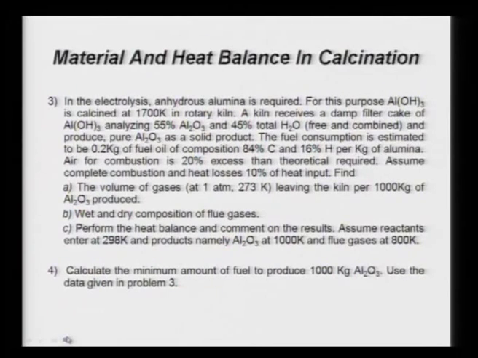Say you are using around 0.2 kg per kg alumina, that is around 200 kg for 1 ton of alumina, in order to have that anhydrous alumina. Assume complete combustion and heat losses of 10% of heat input; 20% excess air is used for combustion. Now, you have to find out the volume of gases, wet and dry composition, and perform the heat balance. Now, this is a very important step.